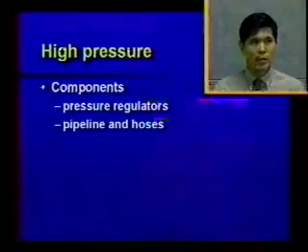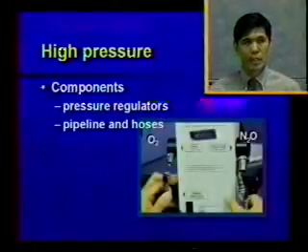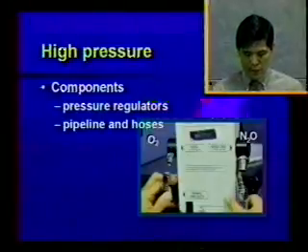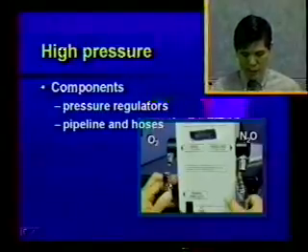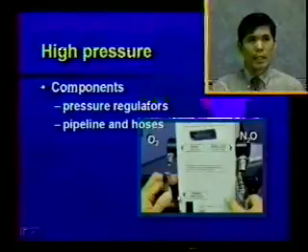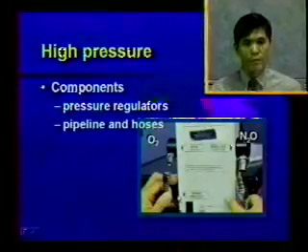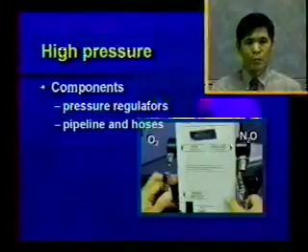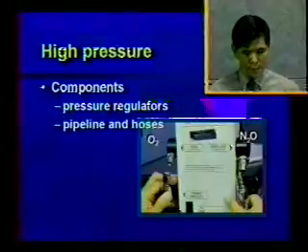Also, a component of the high pressure system would be the pipeline and hoses. Here's a picture of the different connectors, pipelines and hoses for oxygen and nitrous oxide. As you could see here, there is a difference in the size and shape of oxygen and nitrous oxide. The reason for that is for safety. You do not want to interchange oxygen from other gases. The animal will be hypoxic if the animal inspires, let's say, nitrogen or nitrous oxide.